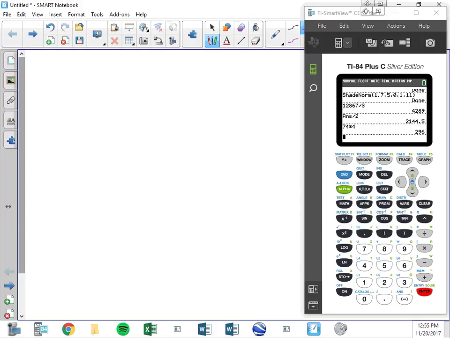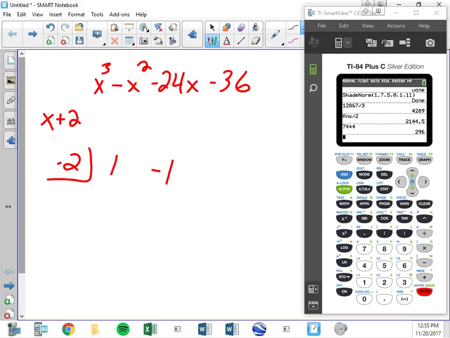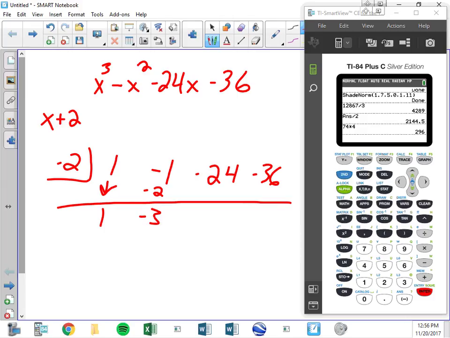Let's try another one. X to the third minus x squared minus 24x minus 36. Is x plus 2 a factor? Well, what should I put in the corner? Negative 2. And then 1, -1, -24, and -36. Drop the 1. -2 creates a -3, plus 6, -18, 36, and 0. Is x plus 2 a factor? Yes, it does go into it.